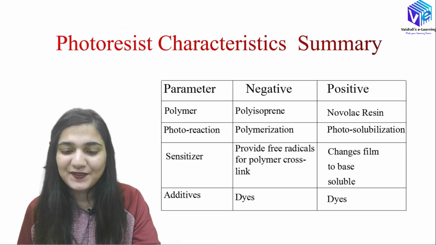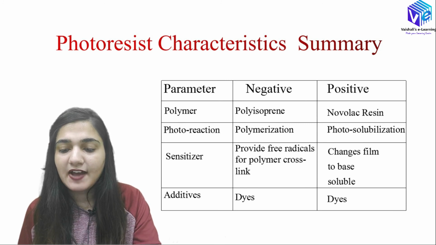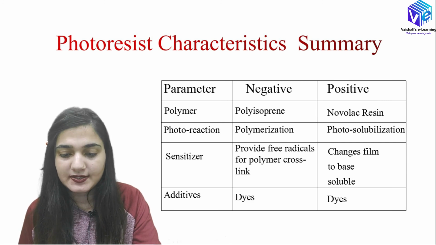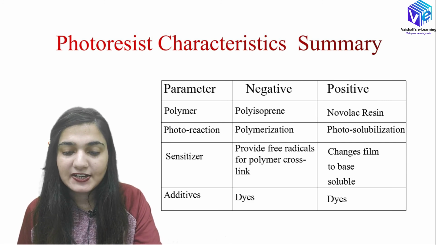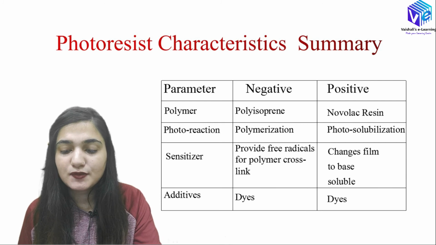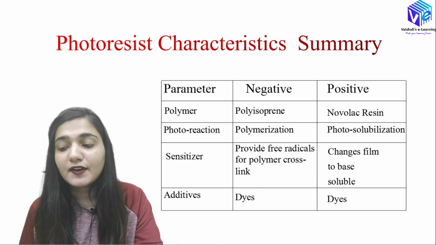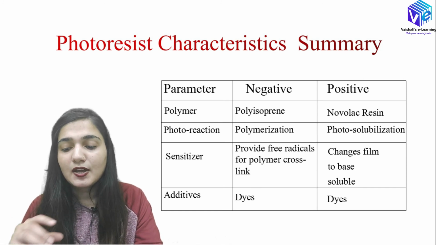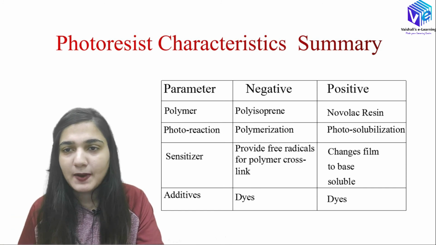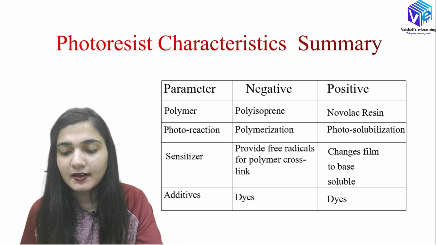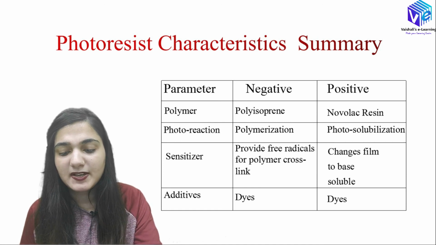So now summary. Okay, if I talk about polymer, in the negative photoresist I have polyisoprene, in the positive photoresist I have Novolac resin. So what is the photoreaction? In the negative photoresist we have polymerization. In the positive photoresist we have photosolubilization. Actually the exposed part becomes soluble, and in the negative photoresist it becomes polymer.